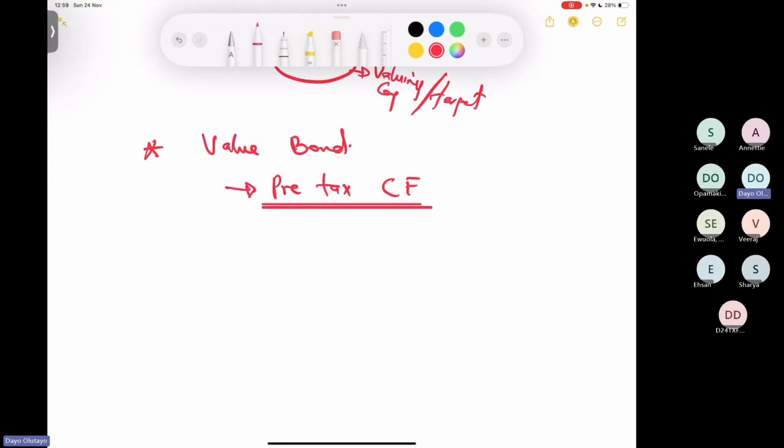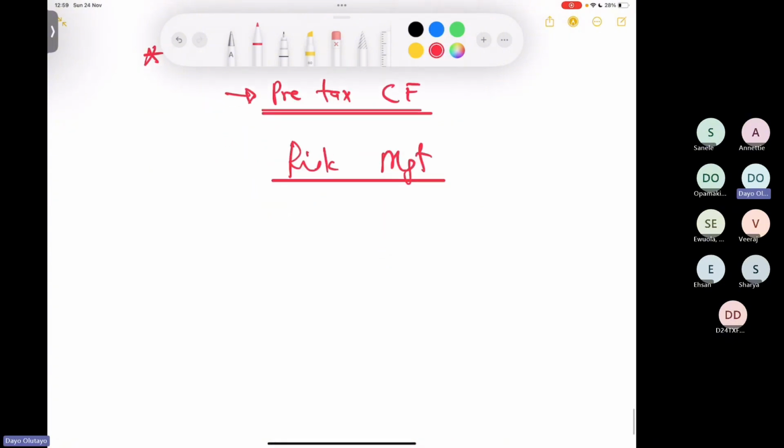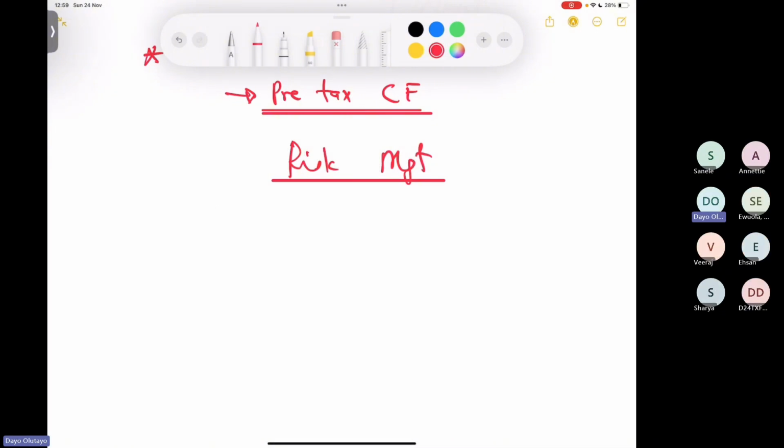Take note of that. The last part is on risk management, which is section G. Before I go into questions now, I'll give you a break, then we solve a question. Risk management. What risk are we focusing on? Good to note that there are different types of risk, but in this syllabus, we only focus on FX risk and interest rate.